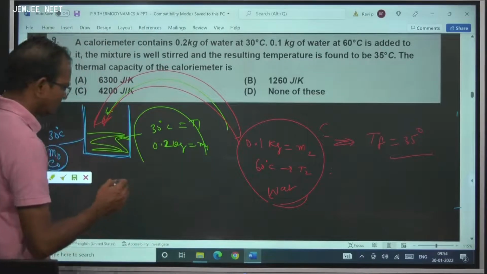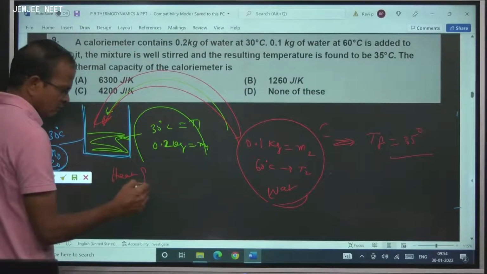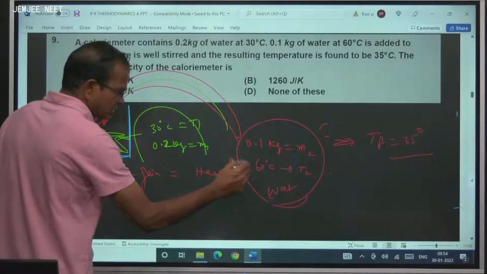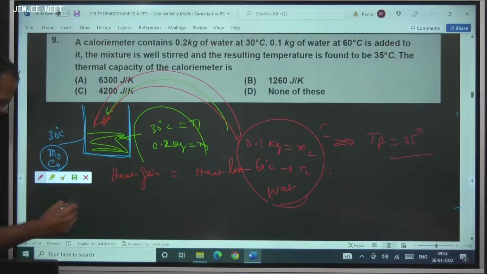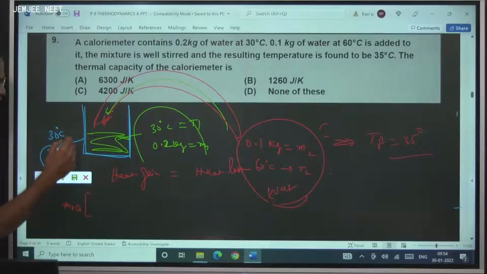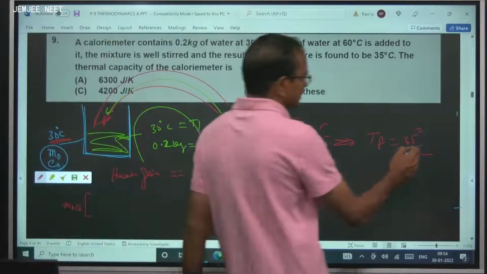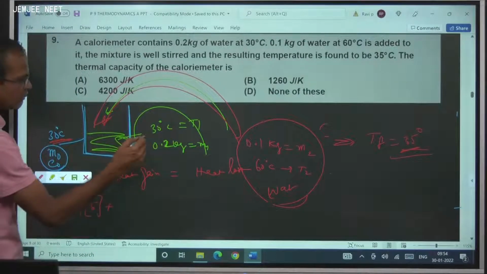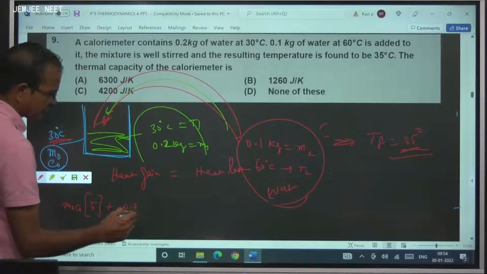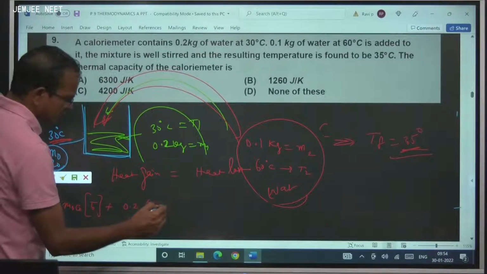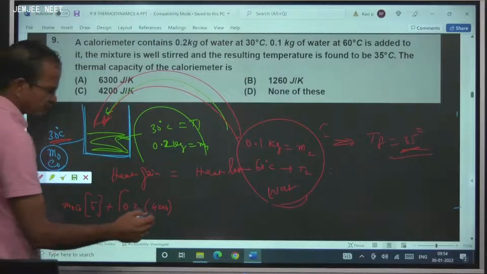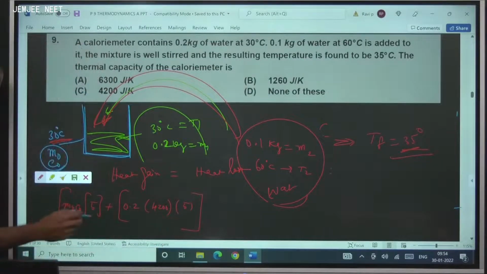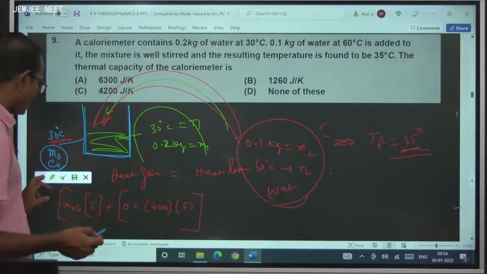Okay, heat gained equal to heat lost. Come on, heat gained: M0 C0, 30 initial, final is 35. So what is the balance? 5, plus for this water 0.2, specific heat 4200. I think everything goes in the C's only, and change in temperature is again 5. This is the left hand side, heat gained, equal to heat lost, the right hand side.